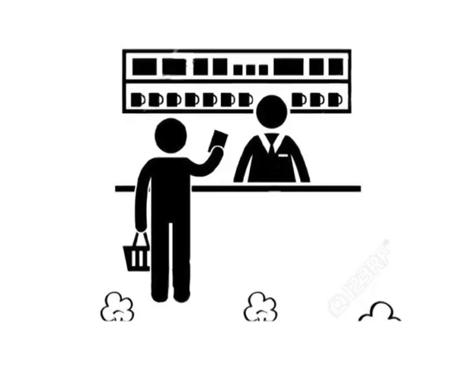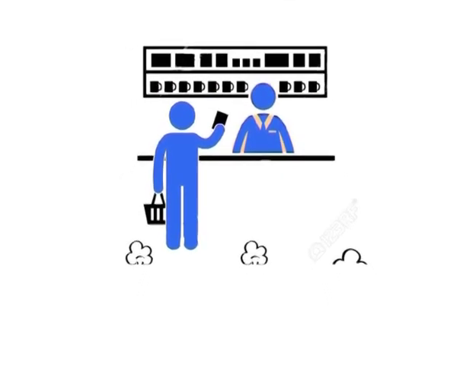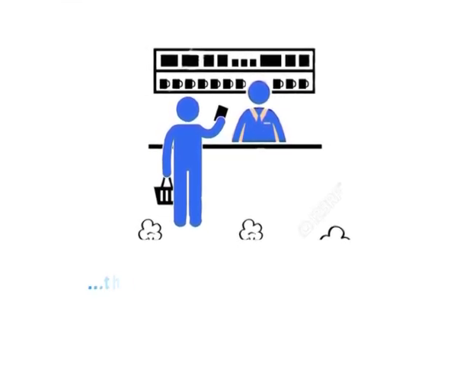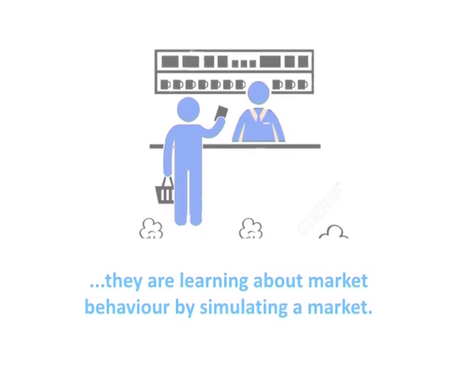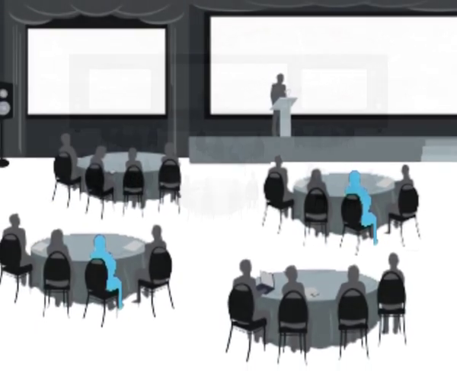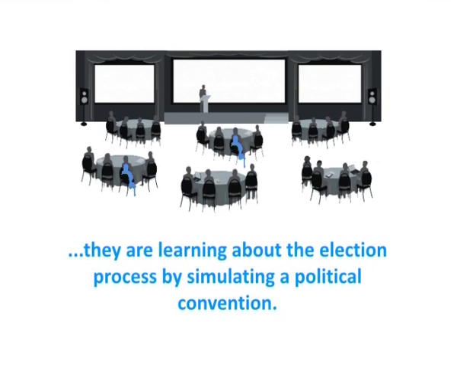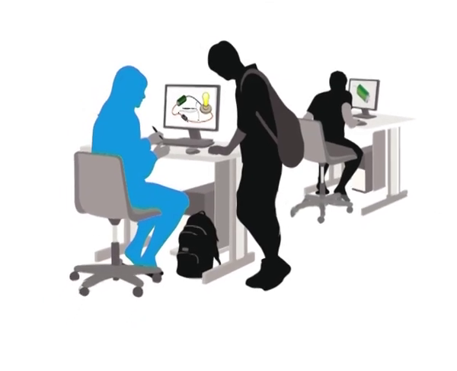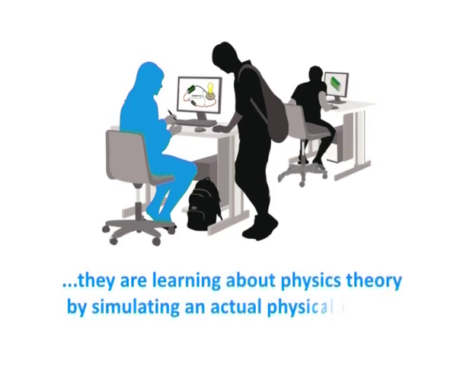For example, when students are assigned roles as buyers and sellers of some good and are asked to strike deals to exchange the goods, they are learning about market behavior by simulating a market. When students take on roles of party delegates to a political convention and run the model of a convention, they are learning about the election process by simulating a political convention. When students create an electric circuit with an online program, they are learning about physics theory by simulating an actual physical setup.